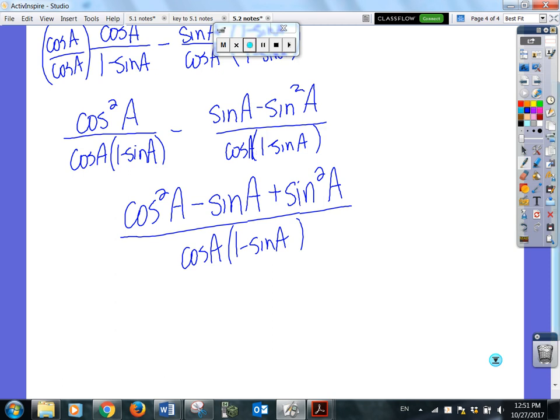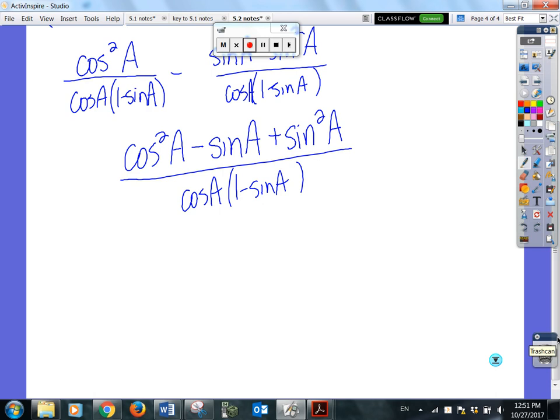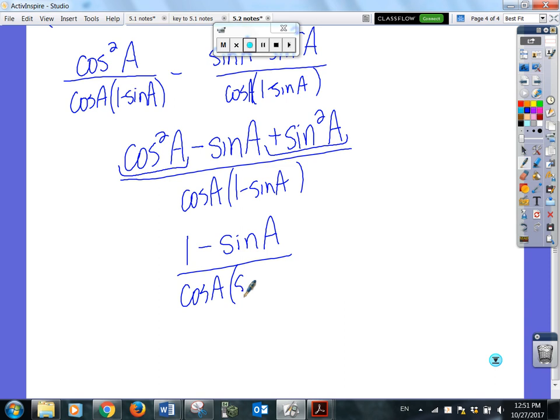So now my numerator is what I need to try to condense. So could I rearrange my numerator into a different order and it'd still be the same? Yes. So when I look at that, I have cosine squared A plus sine squared A. Does that equal something? It equals 1. So I could replace cosine squared A plus sine squared A with 1. And then I still have the sine A over cosine A times 1 minus sine A.